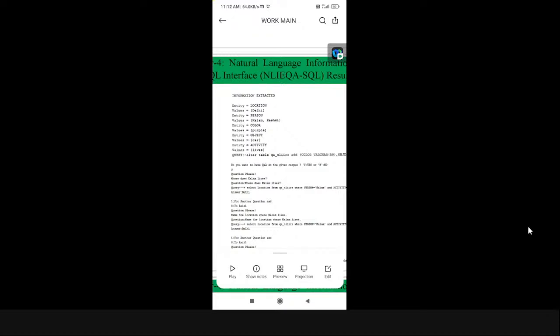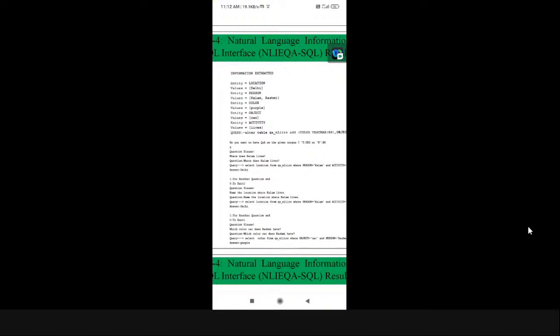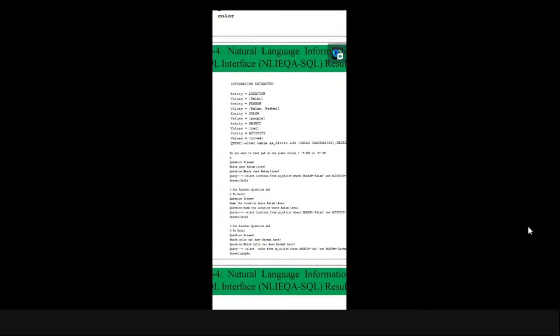Now the next entity is object. The object is car, right? Likewise, you do have further. Do you want to go on with further questioning? Sorry, this is how you have classified the data. Now you are going for the information extraction. Do you want to go for the Q&A on the given corpus? Y for yes and N for no. Yes, we want to have the question.